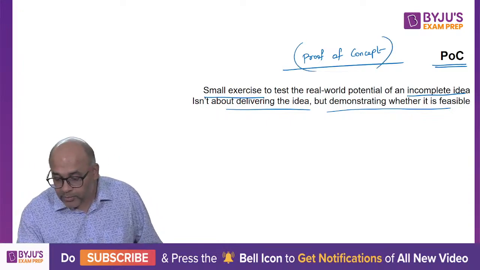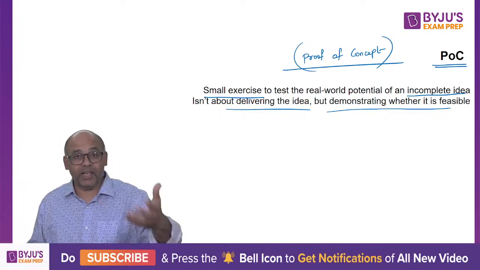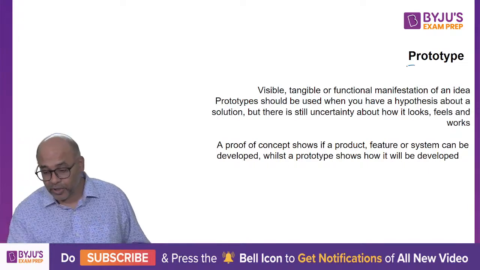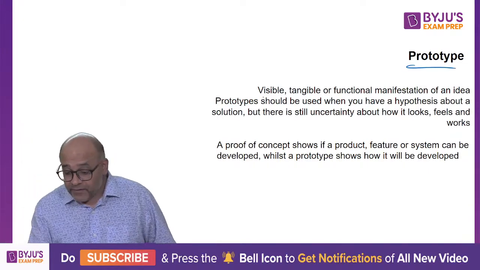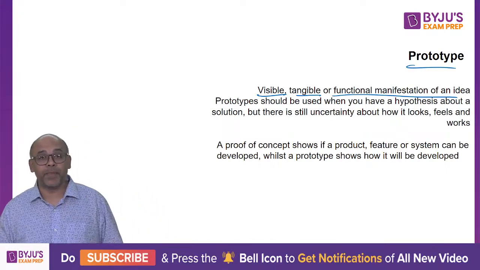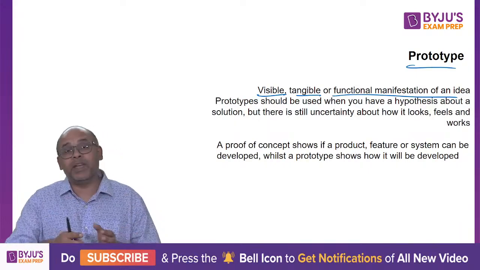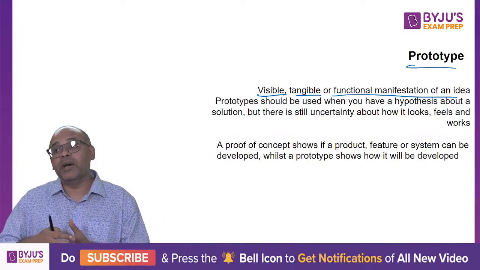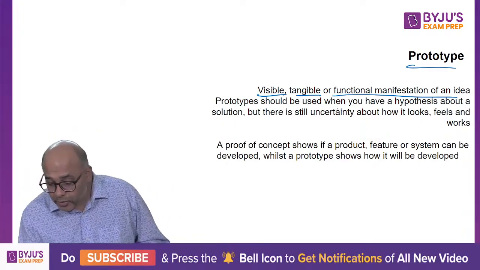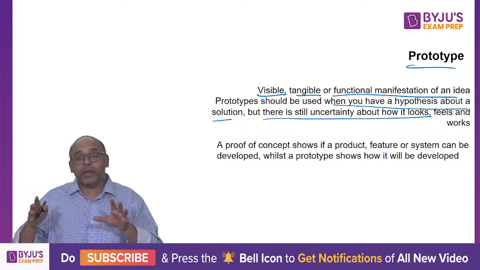Anyway, so the proof of concept talks about bringing an idea, giving it a life, and seeing whether it is acceptable. If it is acceptable, what kind of money does it cost, etc. Next is a prototype. What is a prototype? A prototype is a visible, tangible, or functional manifestation of an idea. So this is different from proof of concept. Proof of concept could be an idea you try to bring to life by an experiment; it doesn't have to really have the exact product in place, somewhere nearby to a product is fine. Whereas a prototype should be used when you have a hypothesis about a solution, but there is still uncertainty about how it looks. So prototype is used as a second step.